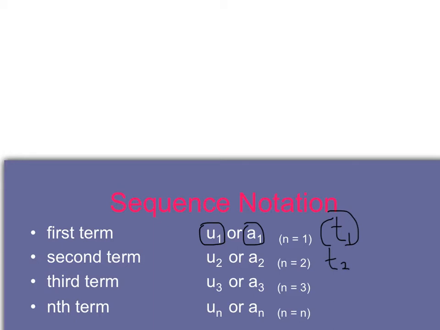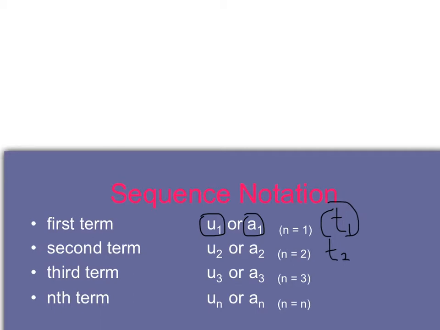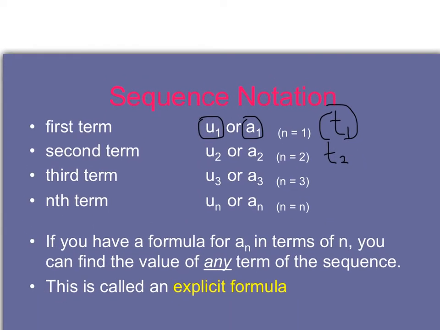You're often asked to find the nth term, in which case you just write a formula, and I'll show you how to do that soon. But if you have a formula for A sub n in terms of n, you can find the value of any term of the sequence. So when you can find any term, it's called an explicit formula. On the next slide, I'm going to show an example of finding a few terms in a sequence given a formula.